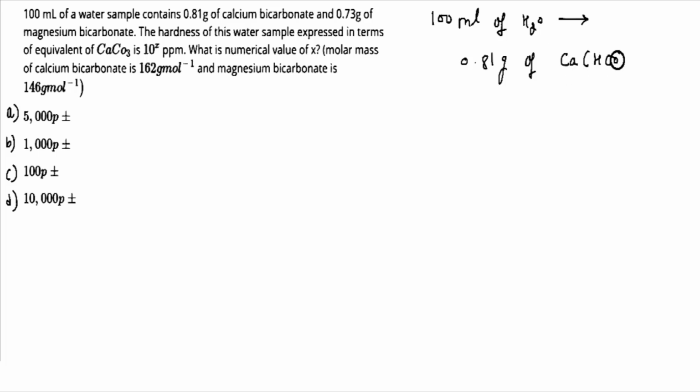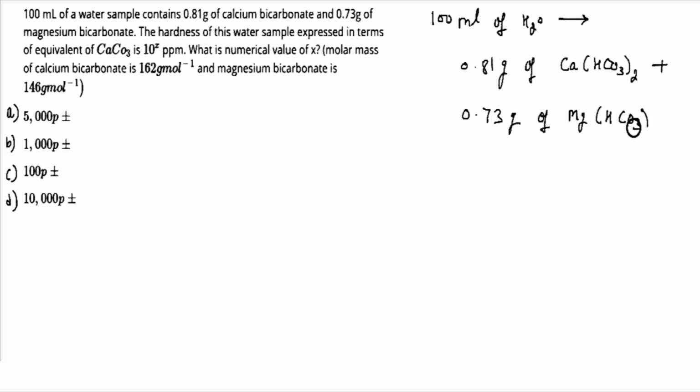HCO3 twice, plus 0.73 gram of magnesium bicarbonate, Mg(HCO3)2. So these are the bicarbonates present in 100 ml of water. We have to calculate the hardness of water in terms of equivalent of calcium carbonate.